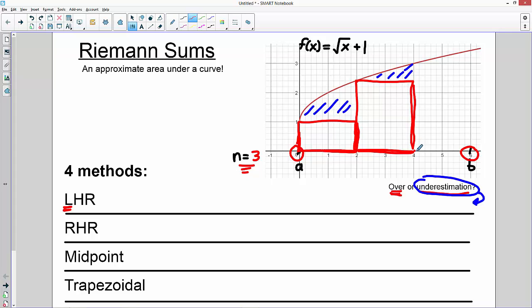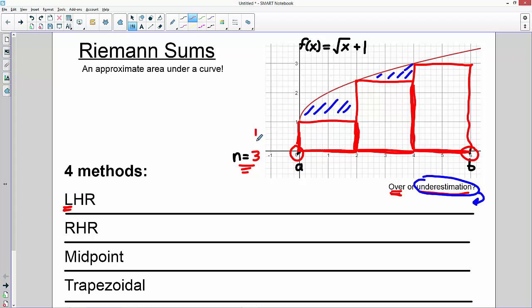Okay, my last rectangle is from 4 to 6. I'm going to go up the left-hand side. I go up all the way till I hit the function. There I hit the function. I stop, and I come down like this. Okay, and there's my 3 rectangles. And it's not going to be a great approximation. It's going to be an underestimation.